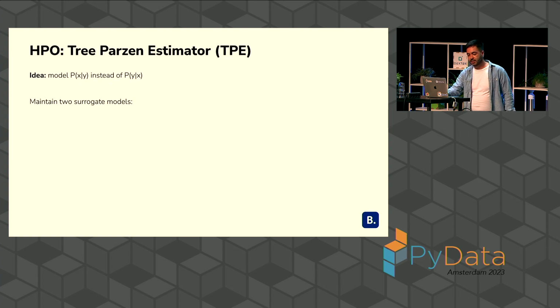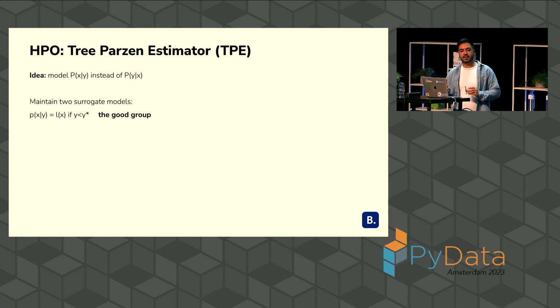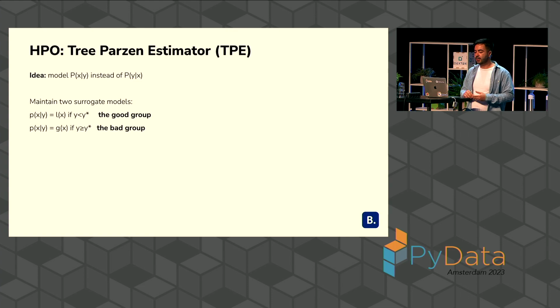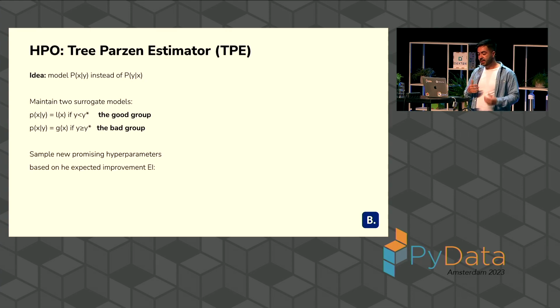And for doing this Parzen estimation, we go for two surrogate models. You first try to find the good group of hyperparameters, the good range of hyperparameters, and the bad group. So we estimate these two groups, just two models instead of one. To define this, we need to find a threshold, which is a hyperparameter of your hyperparameter tuning, that defines what is good and what is bad. And sampling new promising hyperparameters can be based on the expected improvement metric, which is the ratio of these two probabilities.